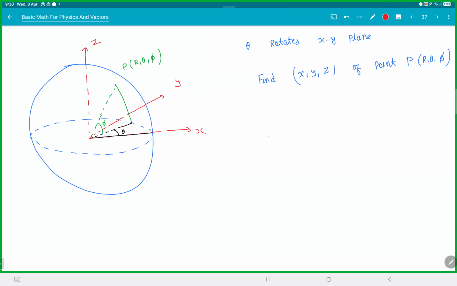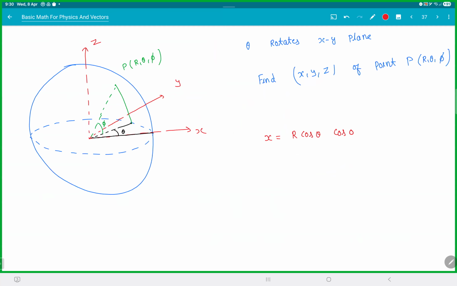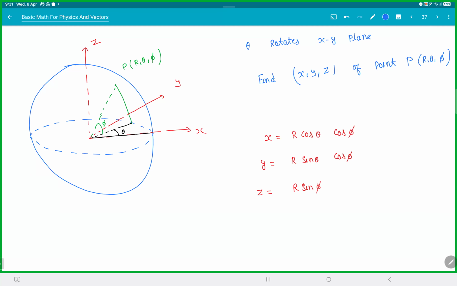The x coordinate will be R cos theta cos phi. The y coordinate will be R cos theta sin phi. The z coordinate will be R sin theta cos phi. Perfect. This is the relation between x, y, z and polar coordinates. All clear with this? Any doubts on this?